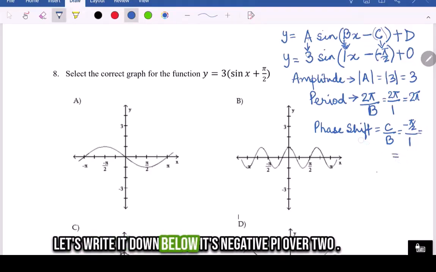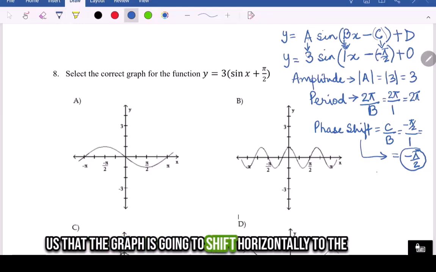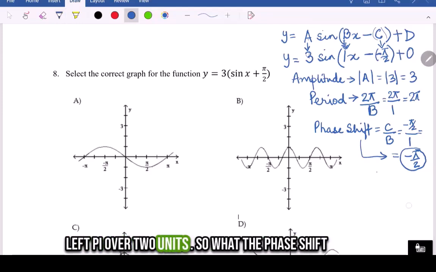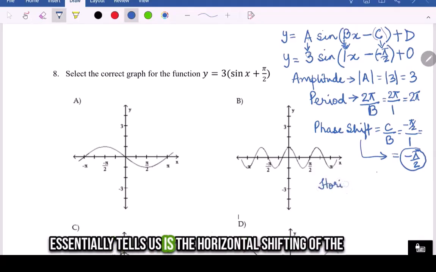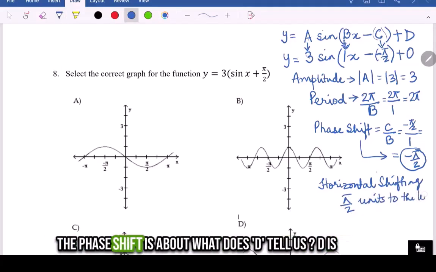Let's write it down below. It's negative pi over 2. Now, what does this negative pi over 2 tell us? It tells us that the graph is going to shift horizontally to the left pi over 2 units. So what the phase shift essentially tells us is the horizontal shifting of the graph will be pi over 2 units to the left. That's what the phase shift is about.